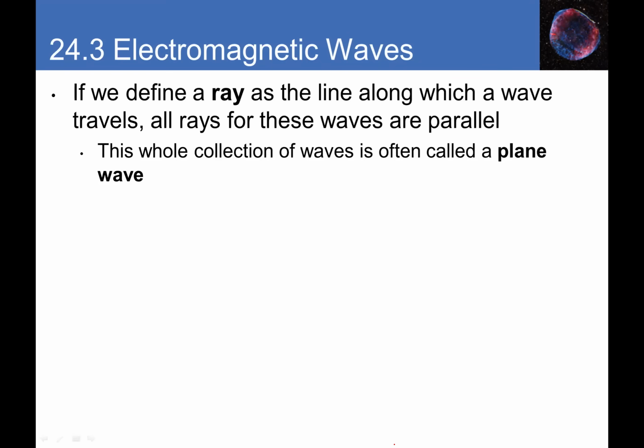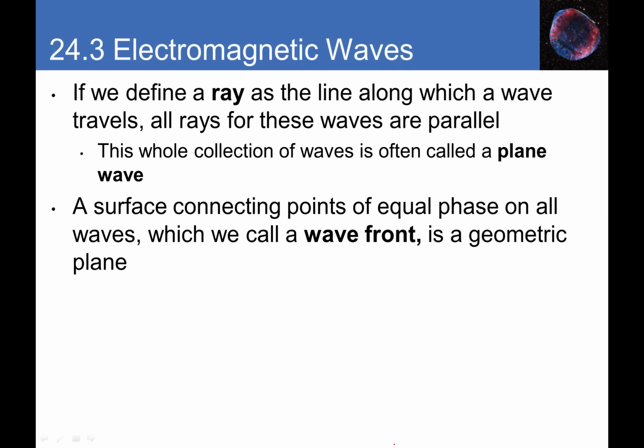Okay, so this whole collection of waves is often called a plane wave, and the surface connecting points of equal phase on all waves we call a wavefront. And it's a geometric plane. In a way, we have seen this before, if you remember. So let's say there's a source, and the wave is propagating like this. Those lines are wavefronts, okay? You can think of those as crests, so it's kind of like the wave goes like this.